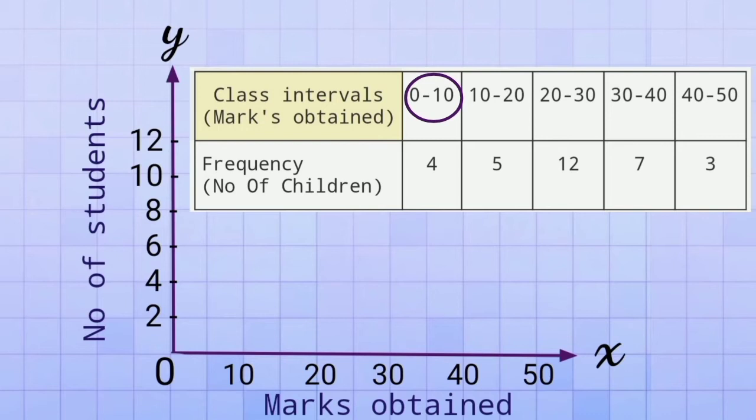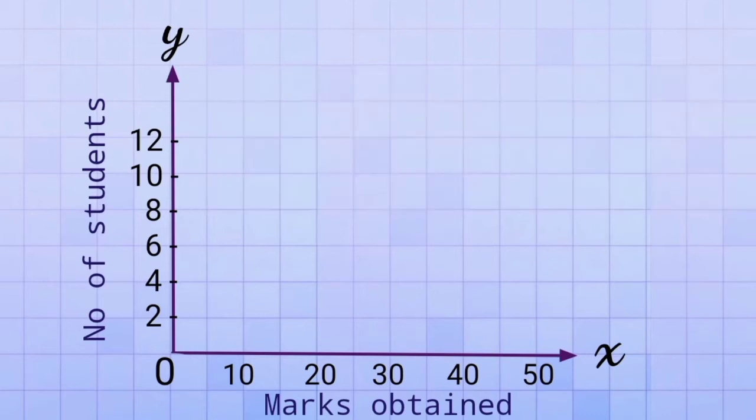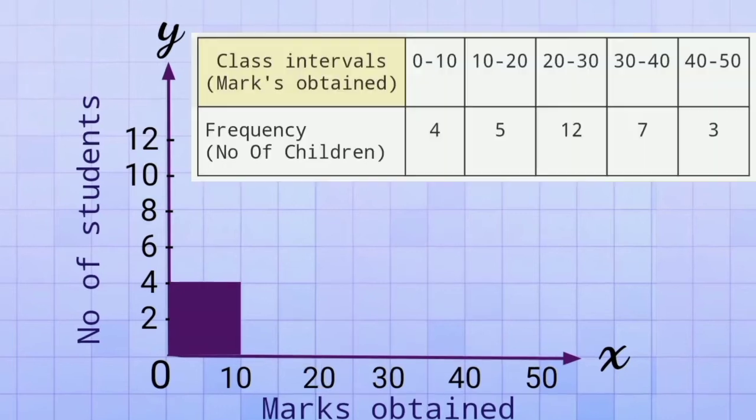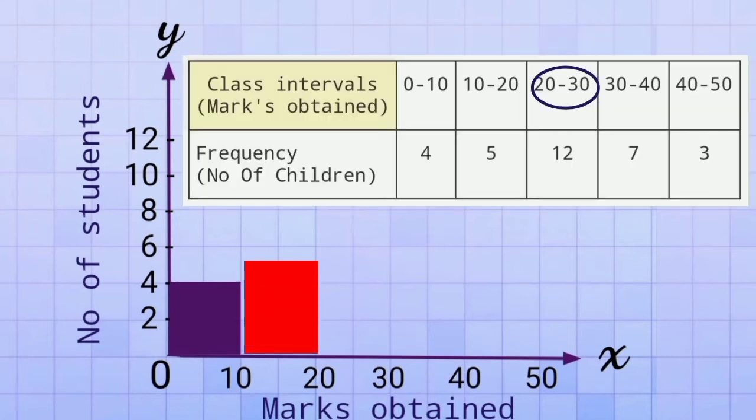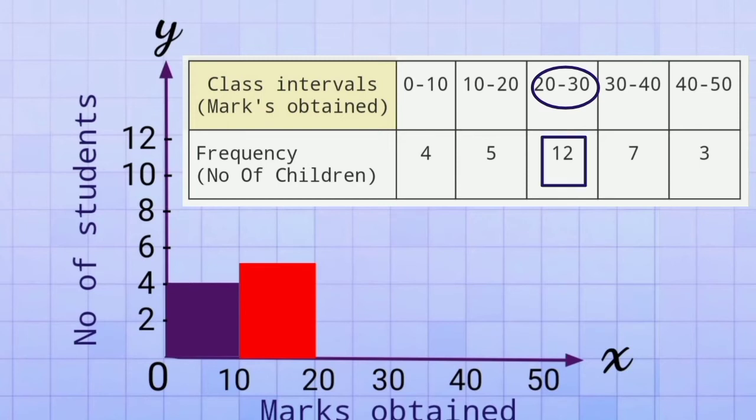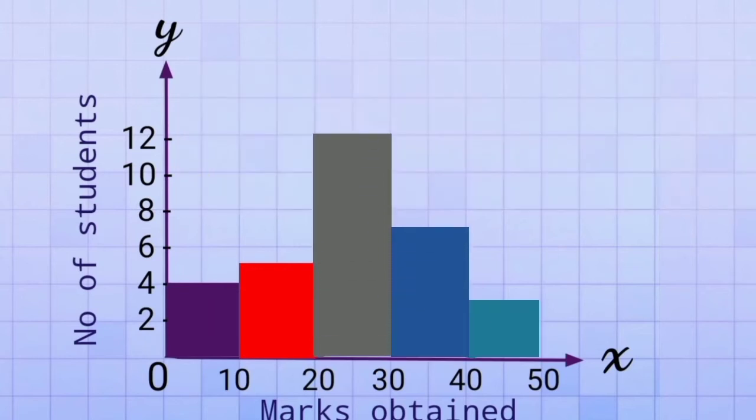For 0 to 10, how many students are there? 4 students. Straight to 4, I have drawn this bar. See, you have to draw without any gap. In the bar graph you studied earlier we kept gaps, but here there are no gaps. 10 to 20, how many students? 5. Straight to 5 you mark. Again 20 to 30, 12 students. 30 to 40, 7 students. 40 to 50, 3 students. Like this drawing, this is called a histogram. So it is easy.